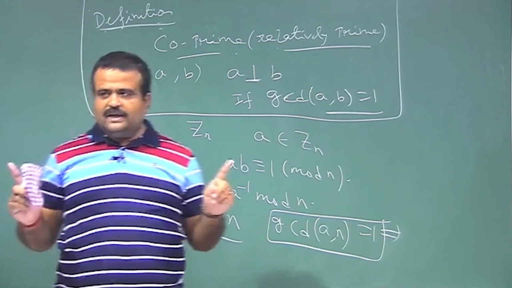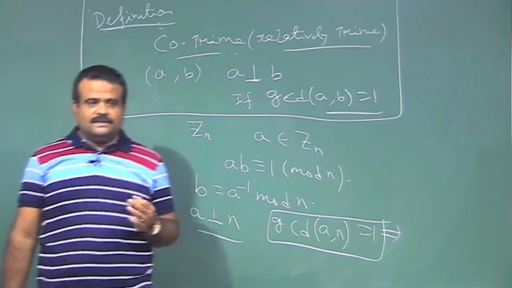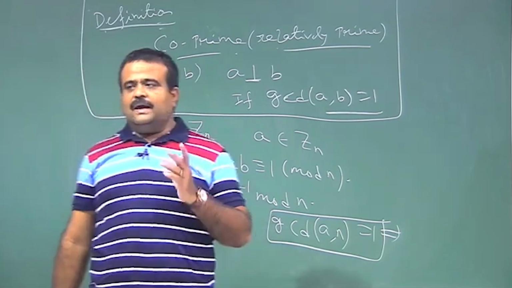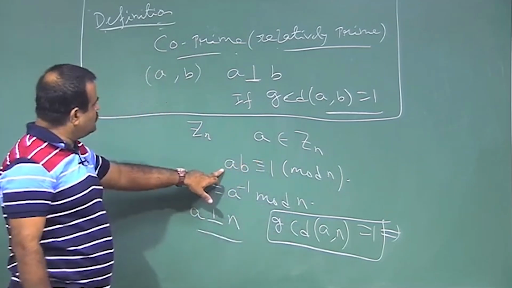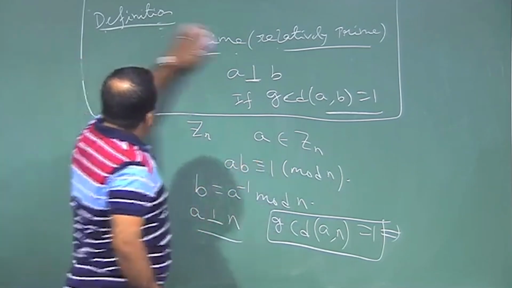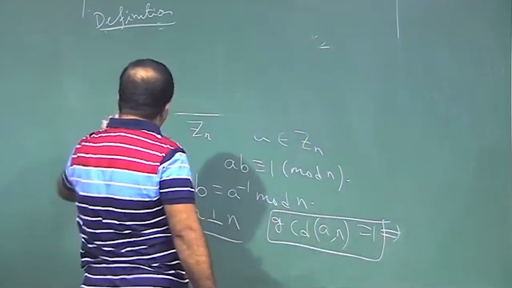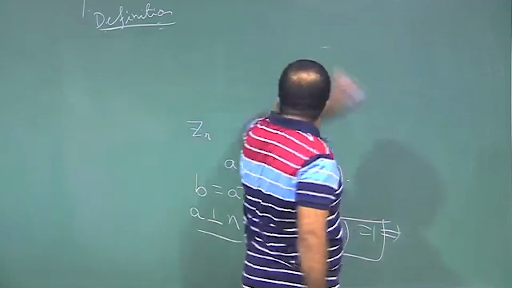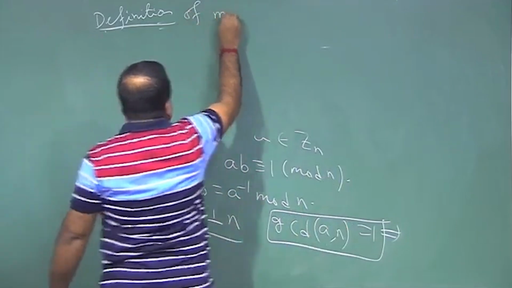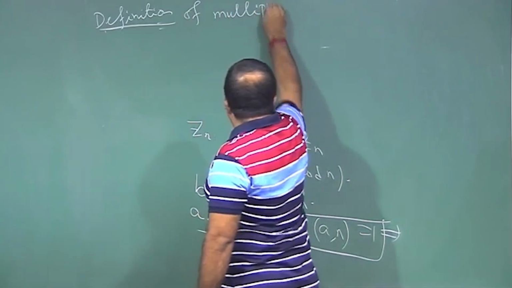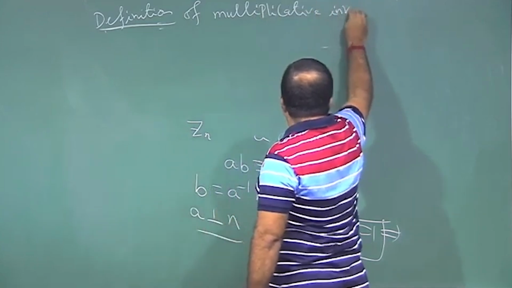So, we take an integer n, we take another integer A, and we say A has an inverse. This is the definition of inverse, multiplicative inverse under mod n. So, what is the definition? You can just write the definition of multiplicative inverse.